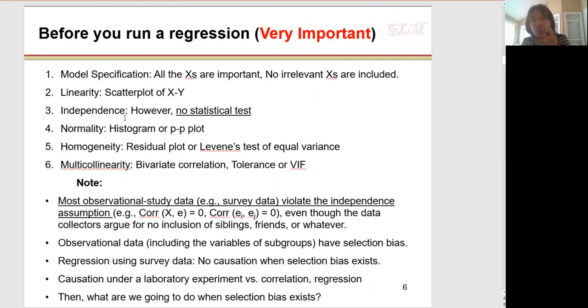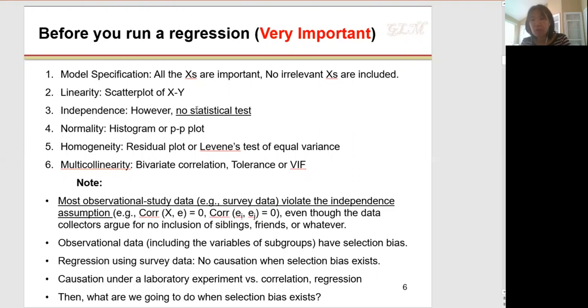Independence has two dimensions, right? One is data pair independence. Are they siblings, family members, or couples, you know, twins or whatever? Not independent people exist in your data set. The data collector knows that. This is about data collection structure.